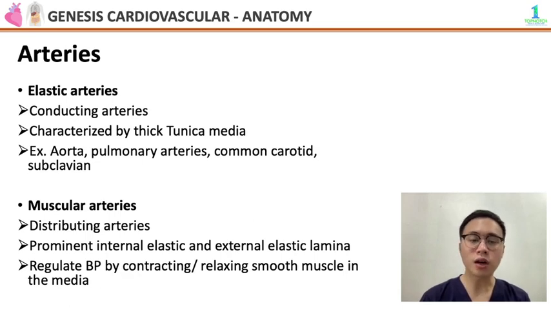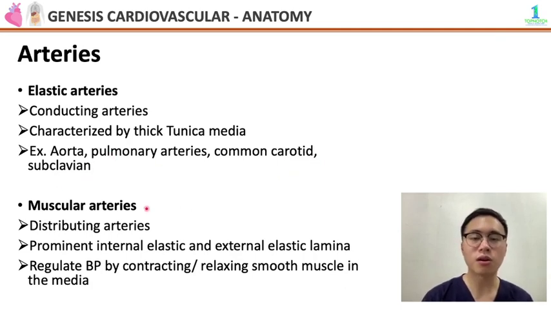So now let's talk about the arteries. There are many types of arteries, and in the body you have arteries of different shapes and sizes. So you have elastic arteries. When we say elastic arteries, these are considered to be conducting arteries. Okay, so they are characterized by the presence of a thick tunica media. And when we talk about elastic arteries, think of the big blood vessels. So examples here would be the aorta, the pulmonary arteries, the common carotid, and the subclavian. Okay, these are the large ones.